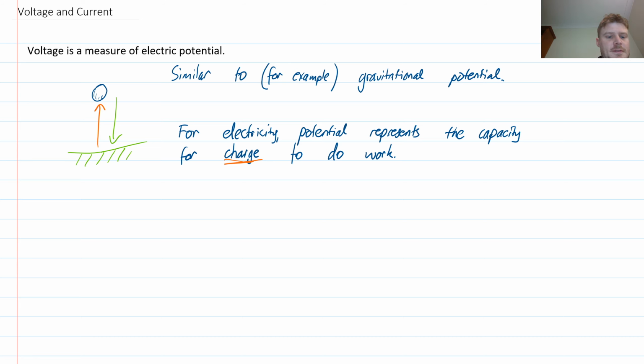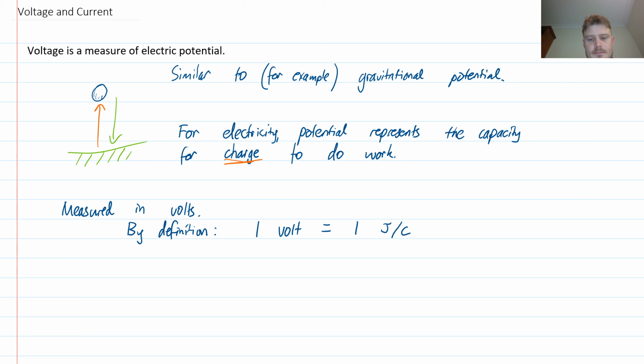So it's measured in volts, and there's a particularly nice way to understand the meaning of a volt. The definition of a volt is the following. So we have that by definition, 1 volt is equal to 1 joule per coulomb. 1 joule per coulomb. Okay, let's look at these pieces.